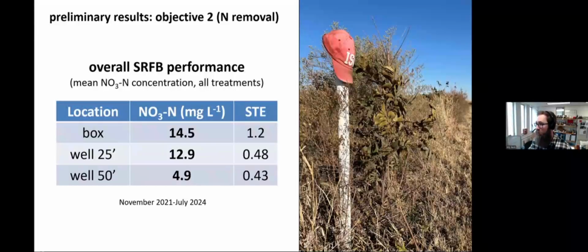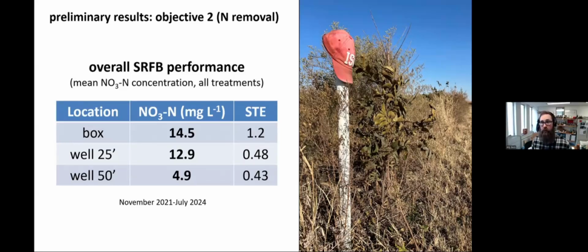All right, real quick. Again, these are preliminary results, just kind of showing some really general quick trends here. So this is overall buffer performance, disregarding treatments, just looking at the young buffer in general. And again, this is mean NO3-N concentration, all the treatments combined. Over the 4 years, we've got an average concentration of 14.5 milligrams per liter nitrate N at the box. And then at the 25-foot mark in the wells, we're down to 12.9. And then finally at the 50-foot, on average, we're down to about 4.9 milligrams per liter.